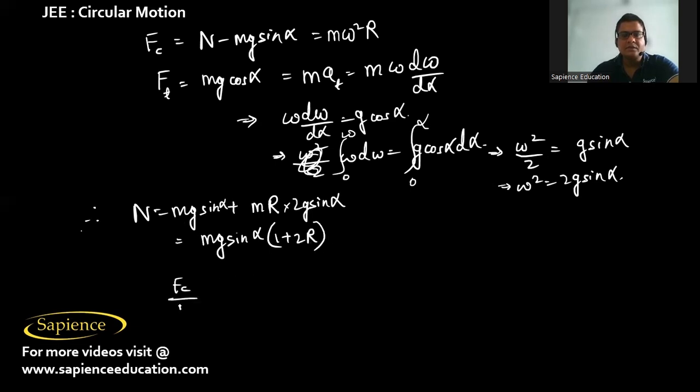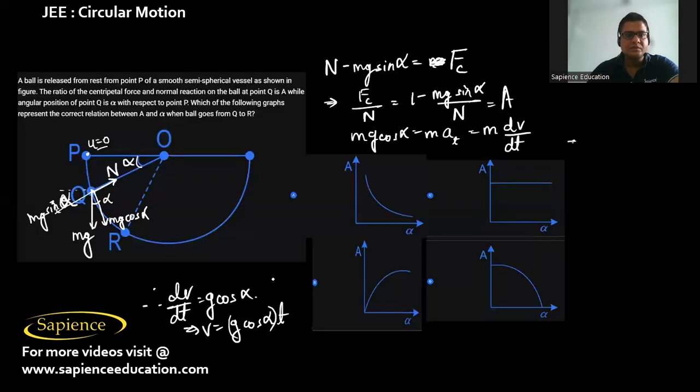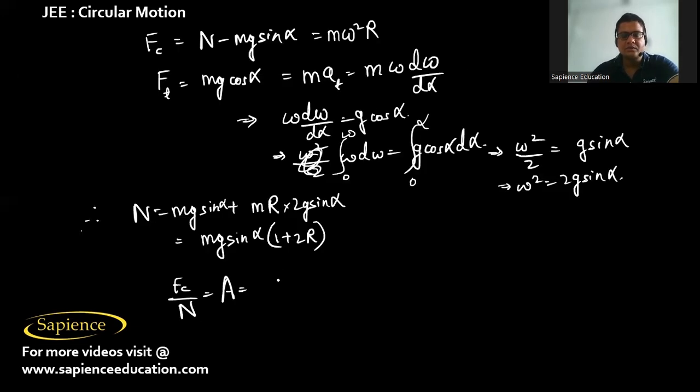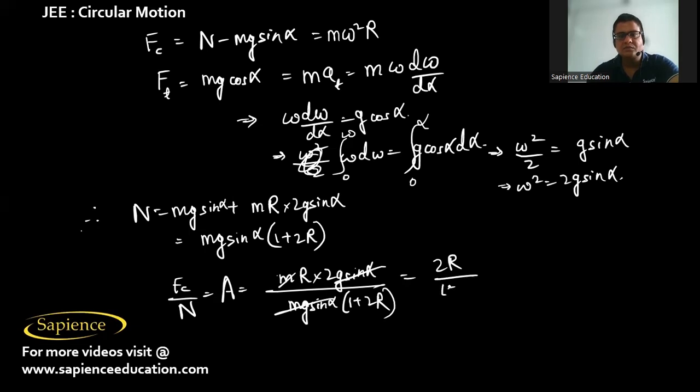So we have to find Fc by n, that is equal to the value of A, which is the ratio of centripetal force and the normal reaction. So A will be Fc, that is m omega square r, that is mr into 2g sine alpha, divided by n, that is mg sine alpha into 1 plus 2r. So mg sine alpha will cancel out. So this will come 2r by 1 plus 2r. So r is the radius. So this will be a constant. So it is independent of alpha.